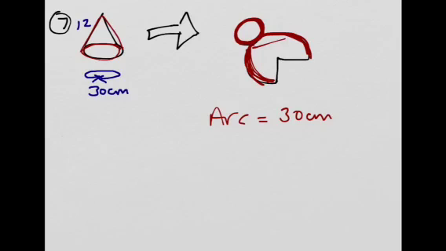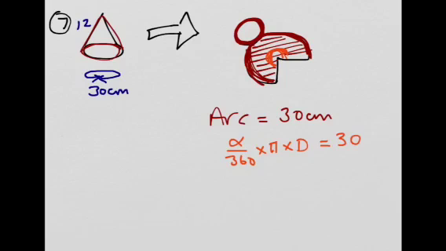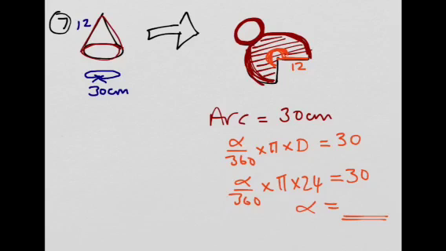Okay, so if we're working out the area of this shape in here, first thing we'll need to try and find is what is that angle. So using your arc formula, which is angle over 360 times pi times d equals 30. Now you know what d is, that's just the diameter. The slant height is the radius, so if the radius is 12, then that will mean your diameter is 24. So alpha over 360 times pi times 24 equals 30. Now rearranging all of that is going to give you the size of the angle in the middle.